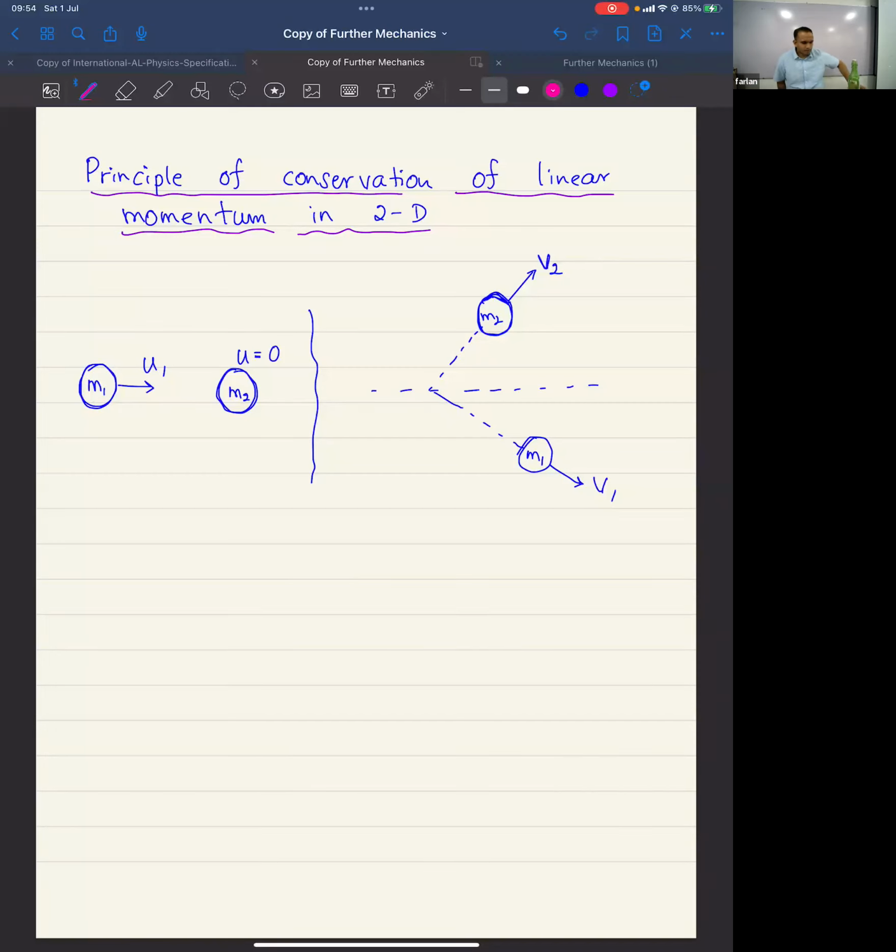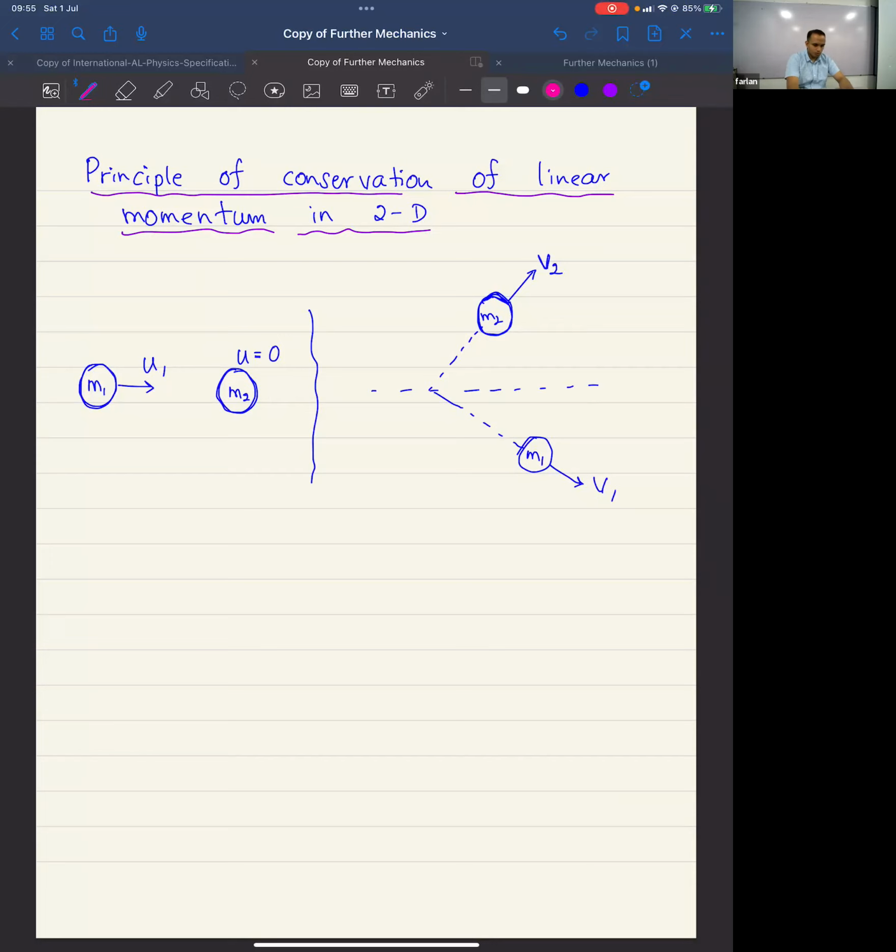Right? Have you met this fellow before? Conservation of linear momentum? Yes, we did it for AS levels. But at AS levels, we did conservation of linear momentum in 1D, in one direction. A ball comes and collides and the other one moves, or they combine together and move. We did questions like that for AS levels. So now we are going to talk about the conservation of linear momentum in 2D.